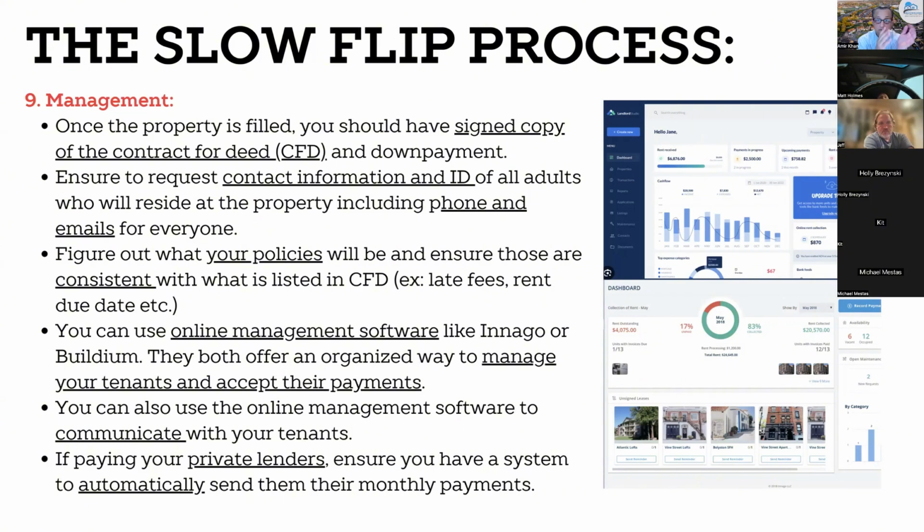Now, if you have a private lender that was involved in this, make sure you have some kind of a system. You can do it from most banks, where you set up automatic ACH so that they get their monthly payments going automatically, so you don't have to do that. And guess what? That's basically it. You just repeat the process.